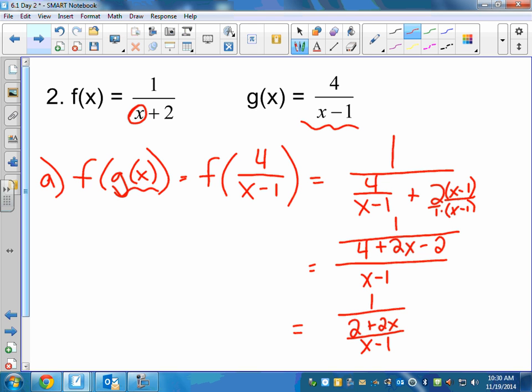What do you do when you divide fractions? What's that the same as? Multiply by the reciprocal. And so this 1 was like my top. So I'm going to leave the 1, and I'm going to multiply by the reciprocal of this. So I'm going to move the x minus 1 on the top, and the 2 plus 2x on the bottom.